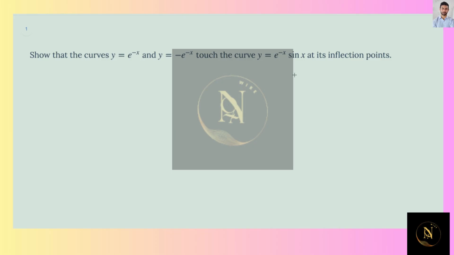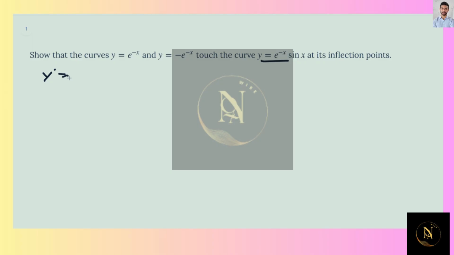So show that the curves y equals e to the negative x and y equals negative e to the negative x touch the curve y equals e to the negative x sine of x at its inflection point. So we're going to first find the derivative of this function and the second derivative, and find where the inflection point exactly is. So we say y prime.